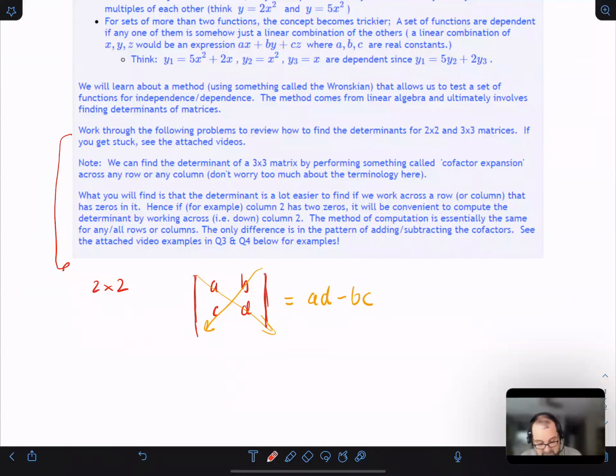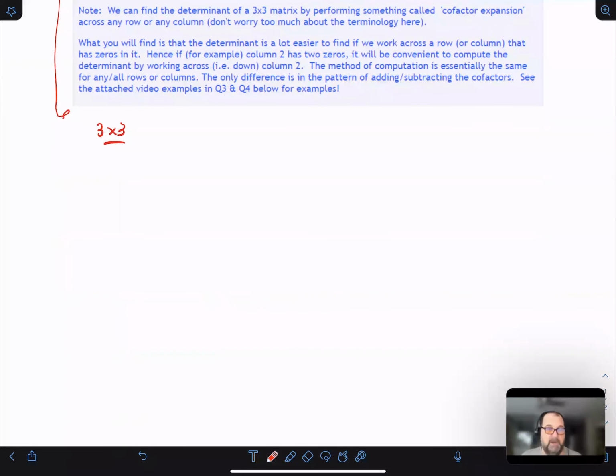What happens then in a 3x3? How do we take the determinant of a 3x3 matrix? So imagine a 3x3 matrix is A, B, C, D, E, F, H, I, J. I guess I lost the G.